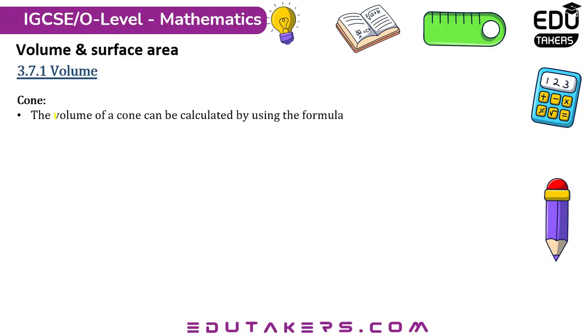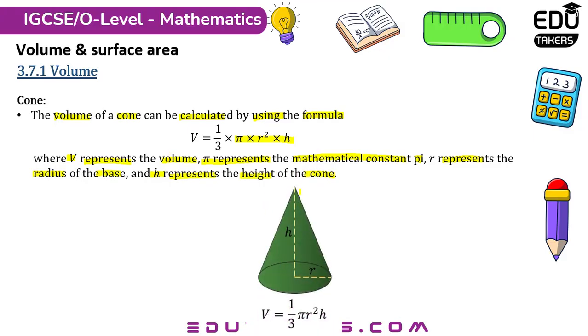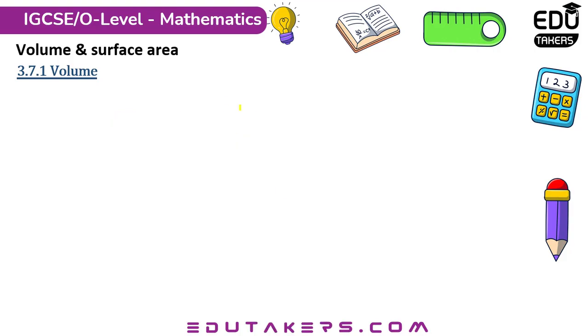Cone. The volume of a cone can be calculated by using the formula V equals 1/3 times pi r squared H, where V represents the volume, pi represents the mathematical constant pi, r represents the radius of the base and H represents the height of the cone. Its height is H, radius is r, and volume is 1/3 pi r squared H.